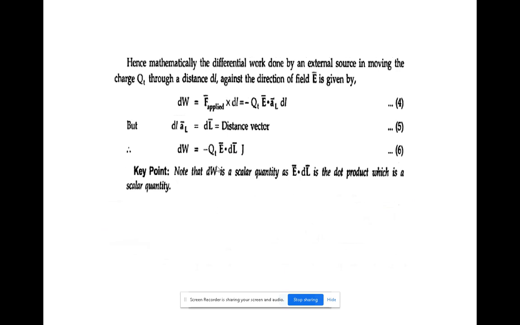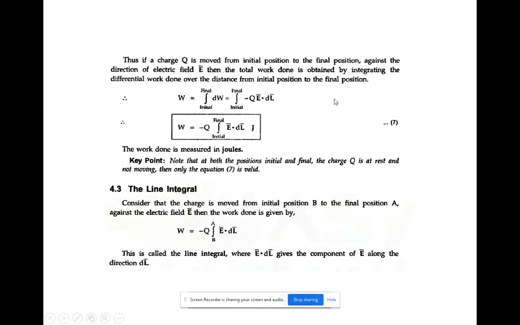So now we have found dW. Simply put, to find W, what will we do? We have to take integration of the differential work done. To find the work done W, you integrate this and you will get W. That is what we have given here in the terms. So W is equal to the integral of dW.